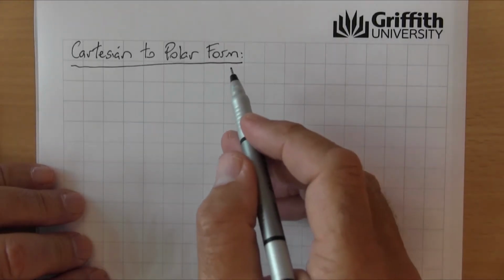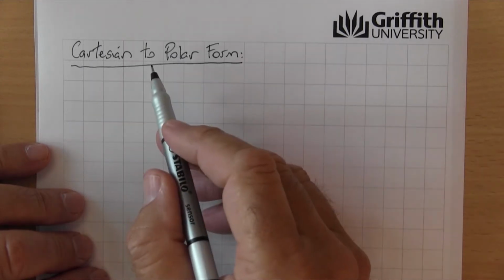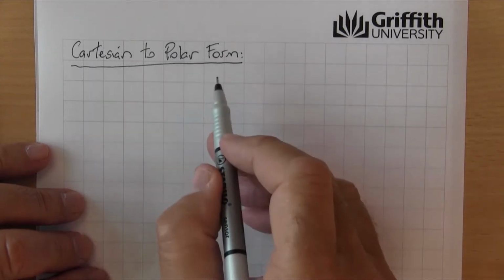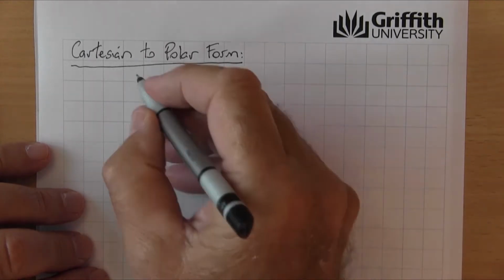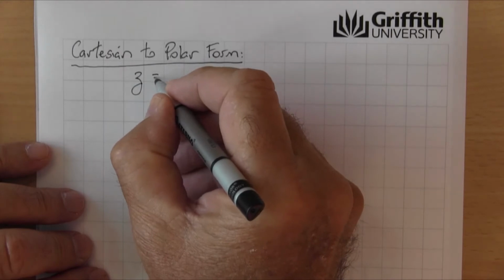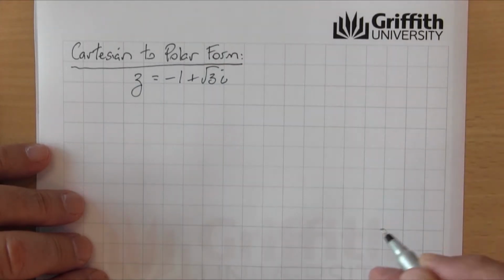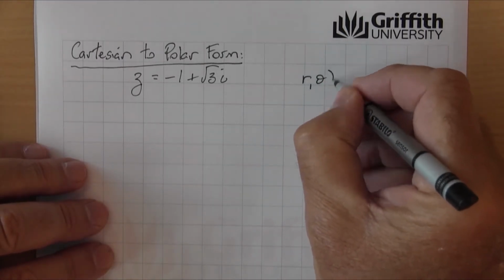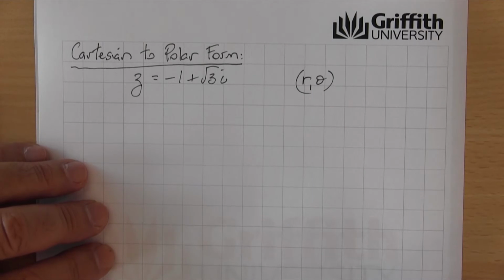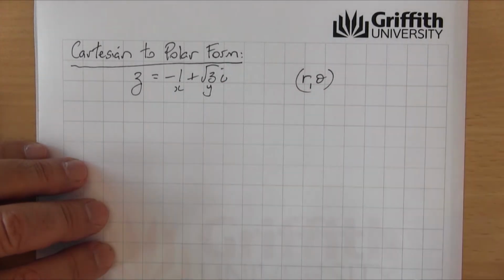We need to be able to convert Cartesian form into polar form and to be able to do polar back to Cartesian. So we'll just look at an example of going from Cartesian to polar. We had a complex number z equals -1 plus root 3i, and we want to express that in the form r theta. So this is my x and this is my y.